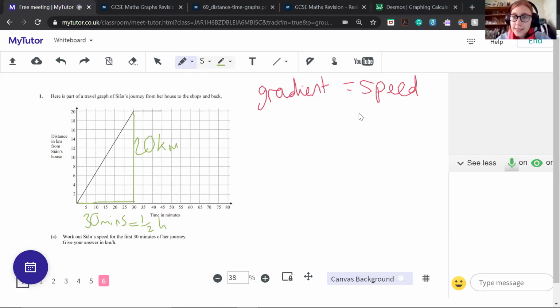And then we just do exactly how we found gradients before. We do 20, so the distance, the y, divided by the x. So 20 divided by a half. And that will give you 40 kilometers per hour.